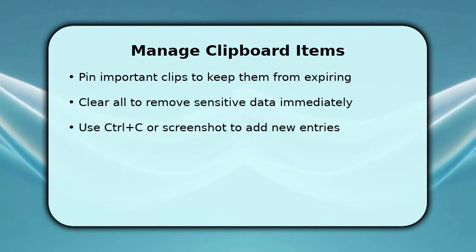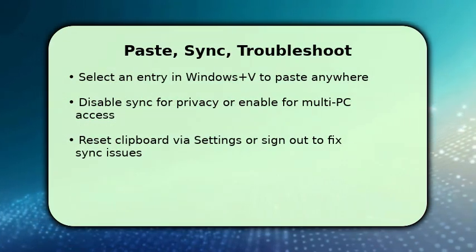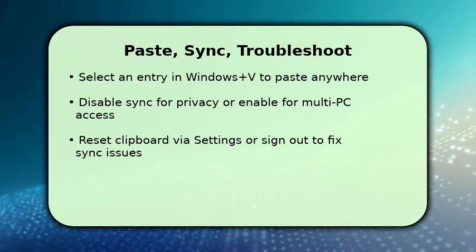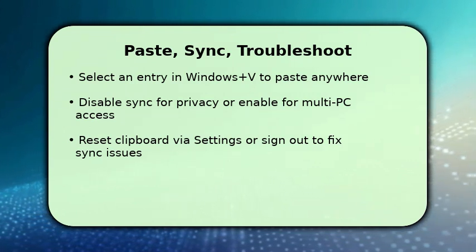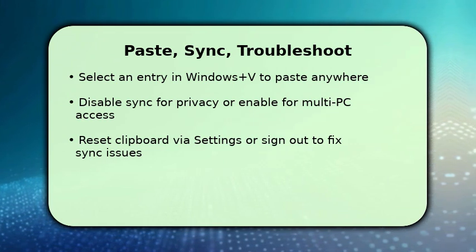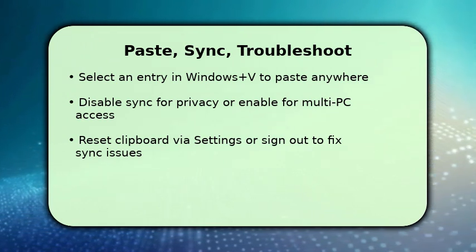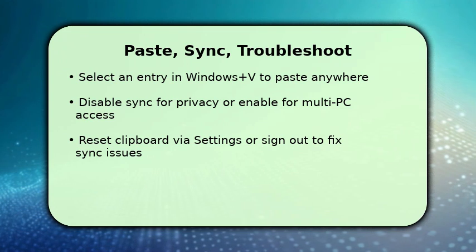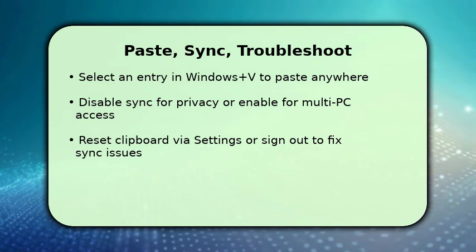To paste, place the cursor and press Windows plus V, then click the item you want. Regular Ctrl plus V still pastes the last copied object. Make sure to toggle sync across devices depending on privacy needs. Syncing explains why the same clips appear on different machines.